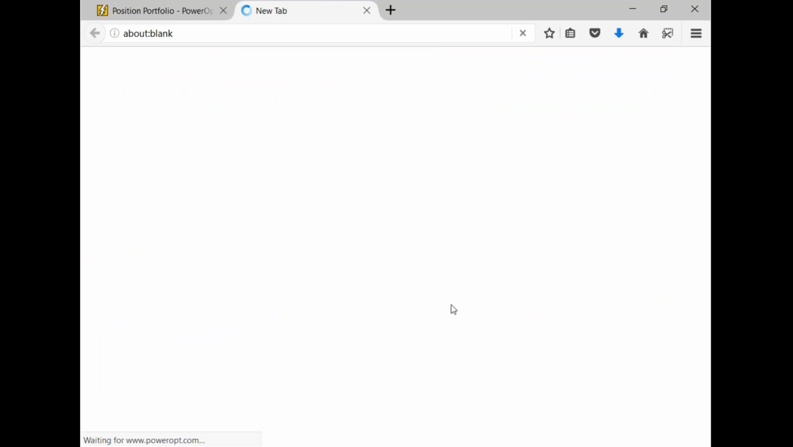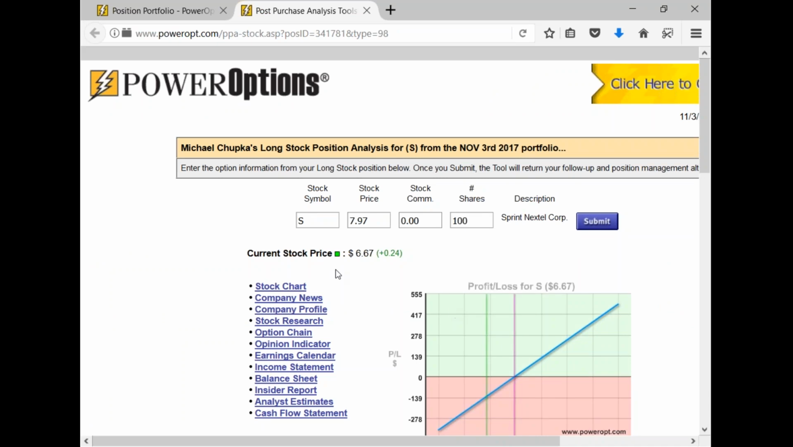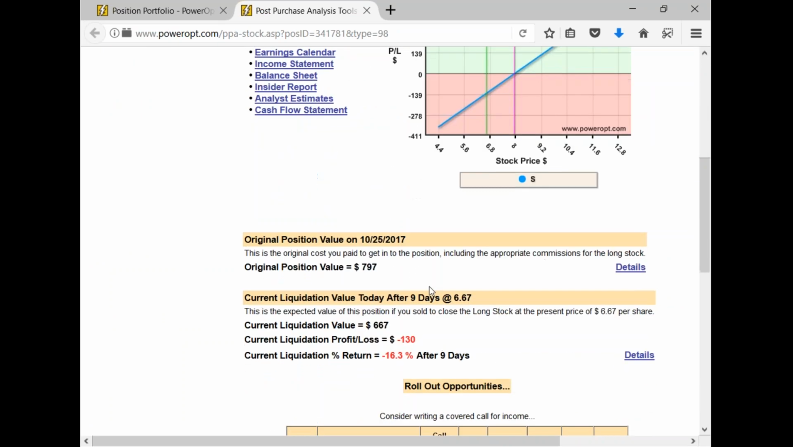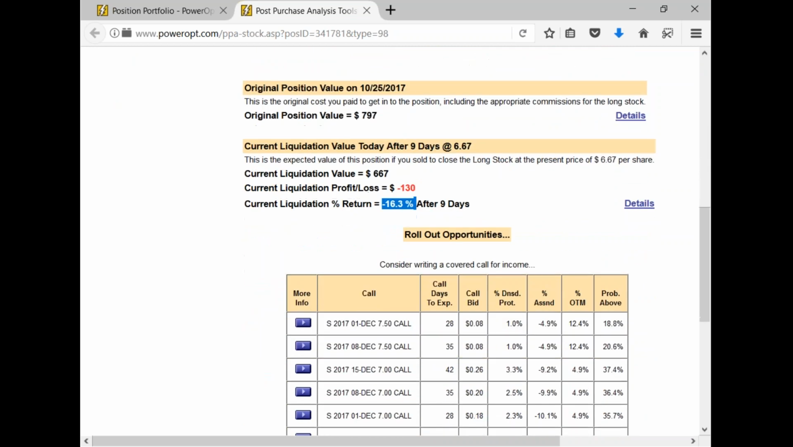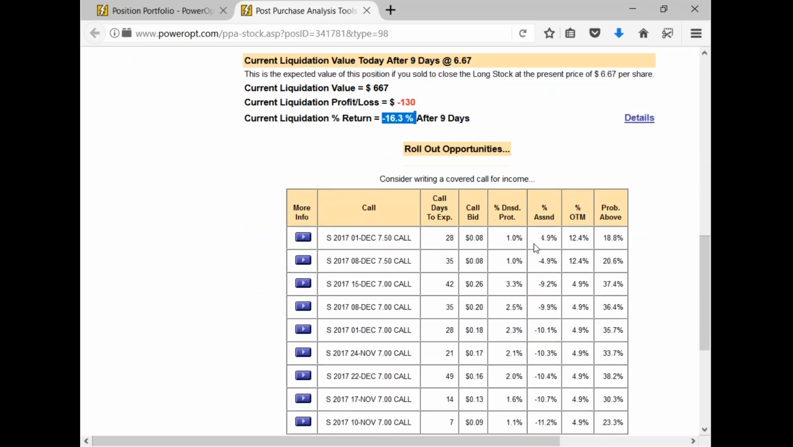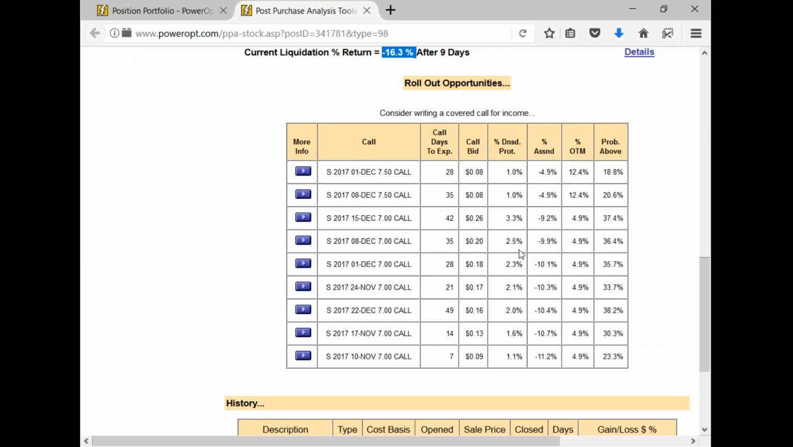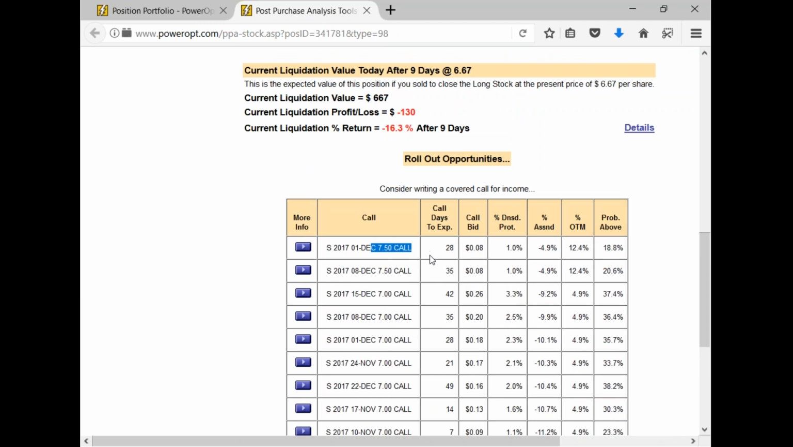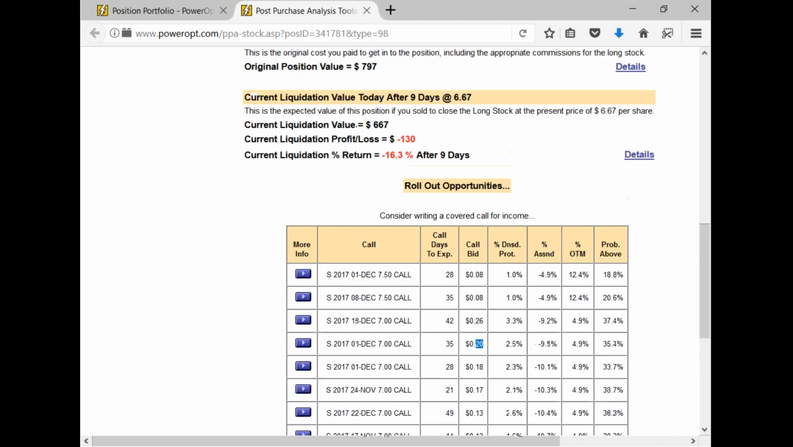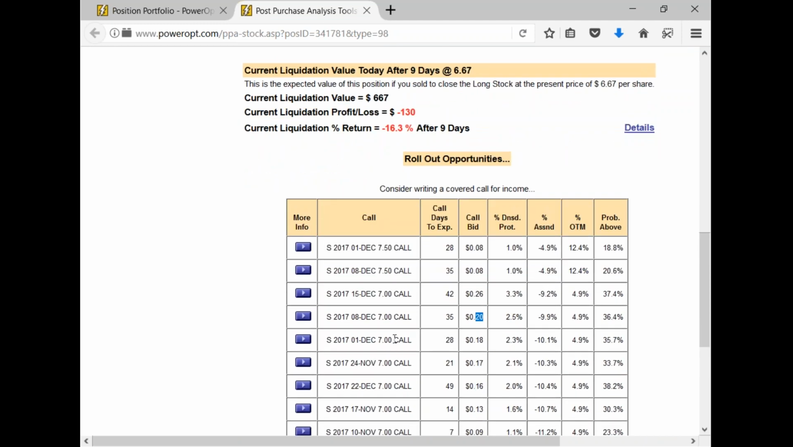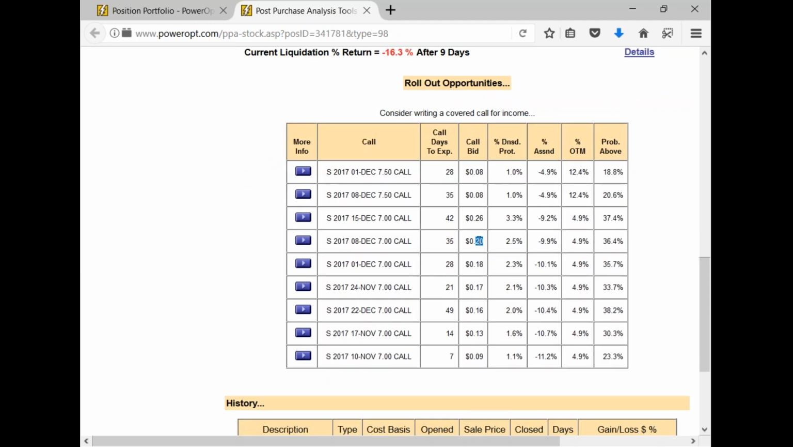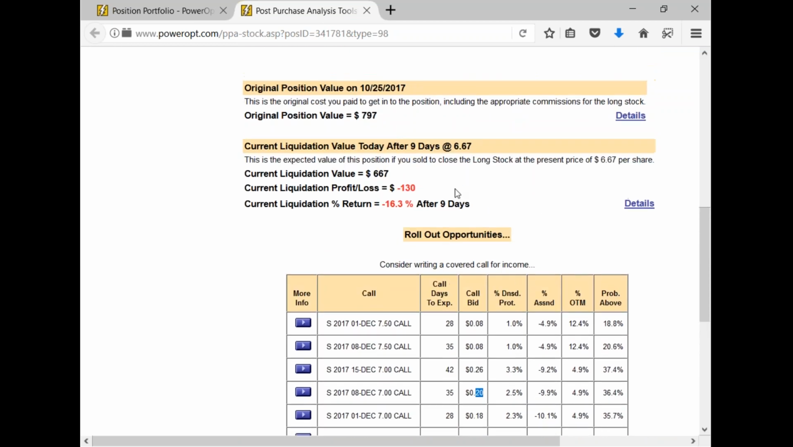The Position Analysis tool is going to give you a breakdown of your current position. Here's just our long stock, I know. Shows us our current loss, liquidation value, about 16.3% after 9 days. And then it does show us some rollout opportunities. When you're tracking a long stock on PowerOptions, what it'll typically show you is ways to maybe reduce some of the loss by selling an at or out of the money call, creating a covered call position, not getting a lot of premium because the stock's at 6.67. We'd have to go out to December series, the weeklies, but we're getting 16 cents, 20 cents, 26 cents, and so forth, okay? So we're not repairing right away.